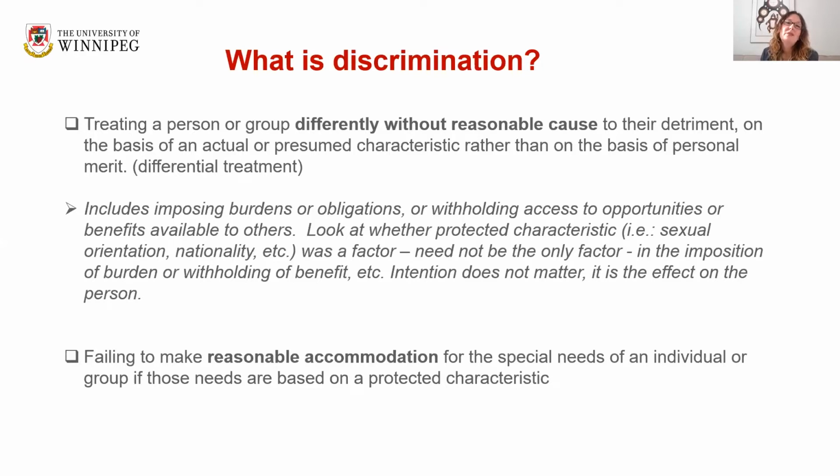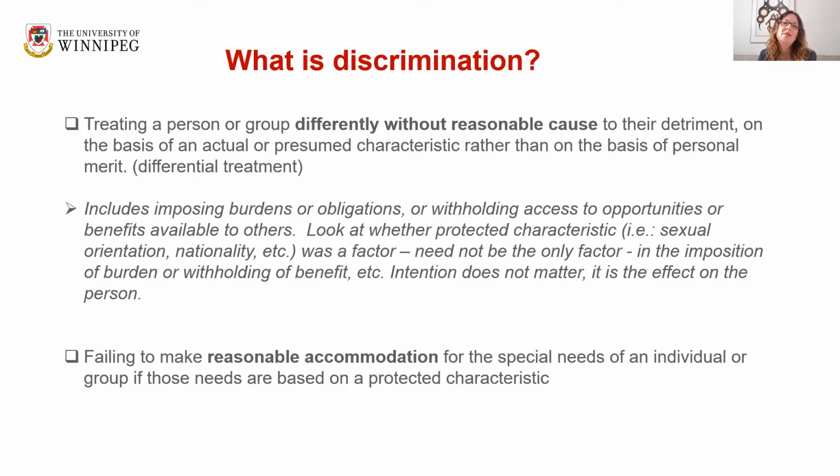And so differential treatment is where your protected characteristics, so for example, your disability or your gender or your religion, is a factor in an adverse treatment of you. So that could be imposing burdens on you or withholding access to opportunities or benefits available to others. And your protected characteristic doesn't have to be the only factor, but if it is a factor in that negative treatment, then it can be considered discrimination. And it doesn't matter if someone intended to discriminate, it's really the effect on the person that's important.